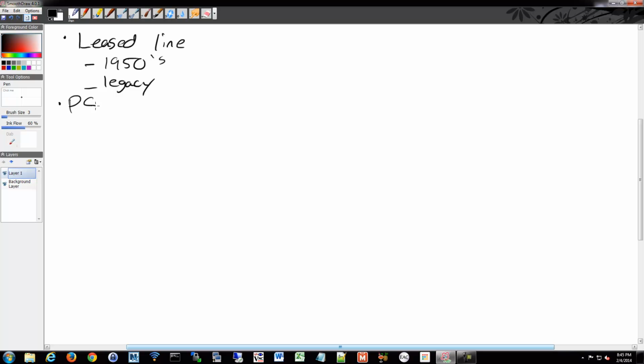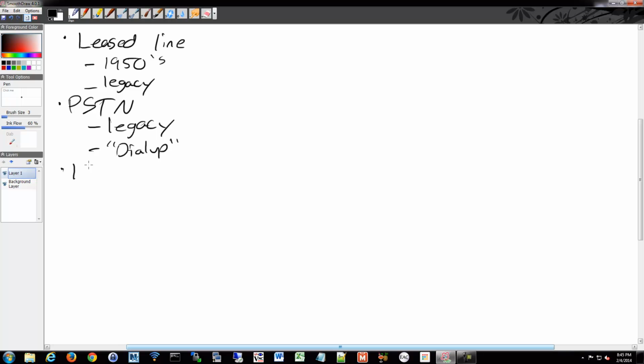There's the PSTN, which stands for the Public Switched Telephone Network. So that's also a legacy system from very many decades ago. This is what we refer to as dial-up: you're using the Public Switched Telephone Network to send data through a modem across that original network.